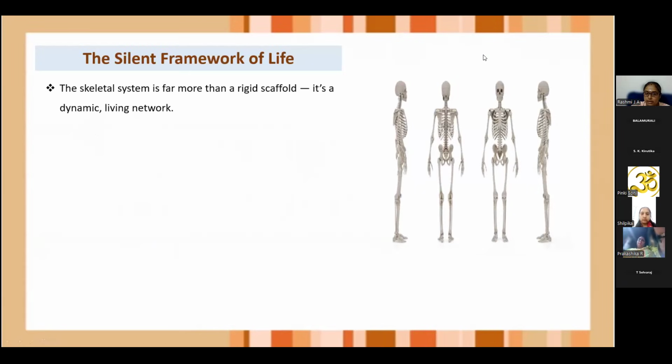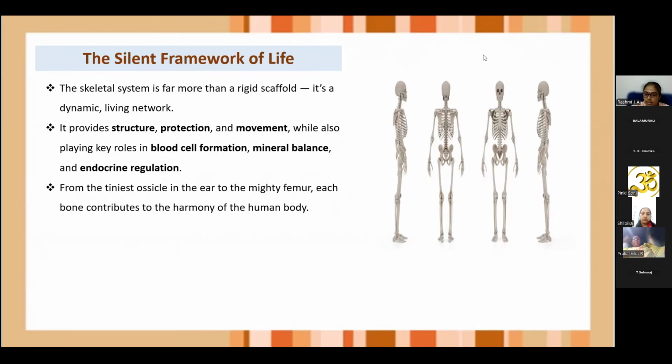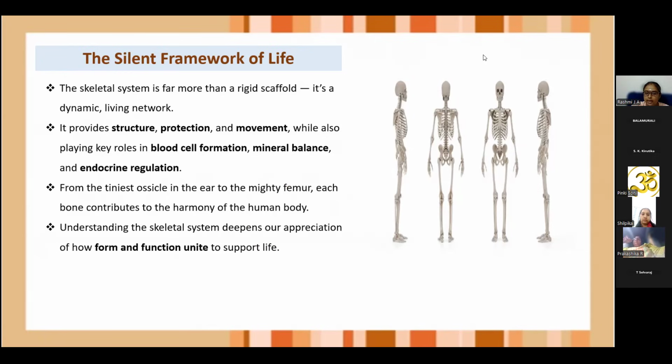So the skeletal system is far more than a rigid scaffold. It's a dynamic and living network. It provides structure, protection, movement, while also playing key roles in blood cell formation, mineral balance, and endocrine regulation. Then from the tiniest ossicle in the ear to the mighty femur, each bone contributes to the harmony of the human body. Understanding the skeletal system deepens our appreciation of how form and function unite to support life.